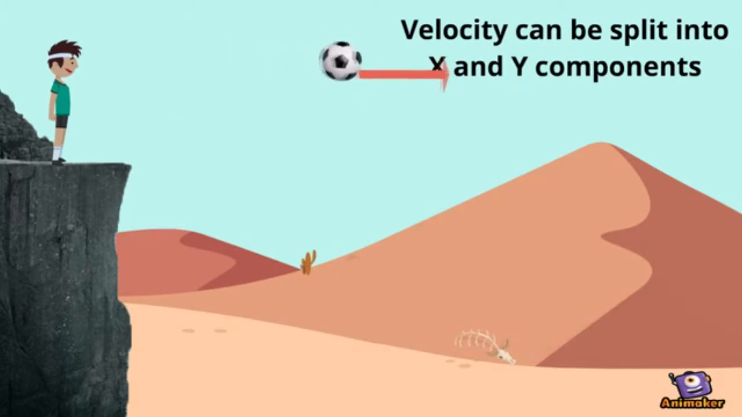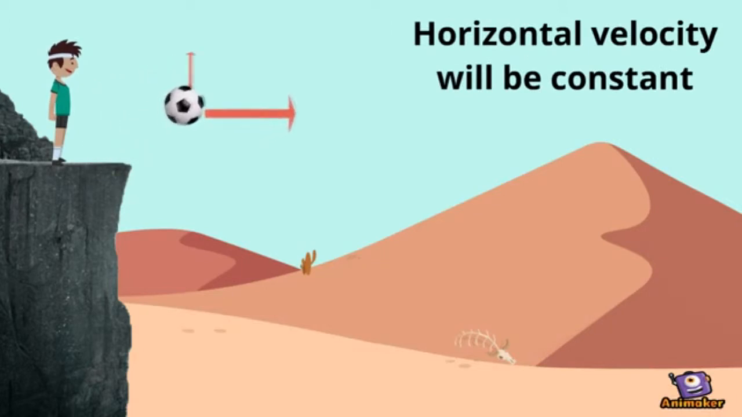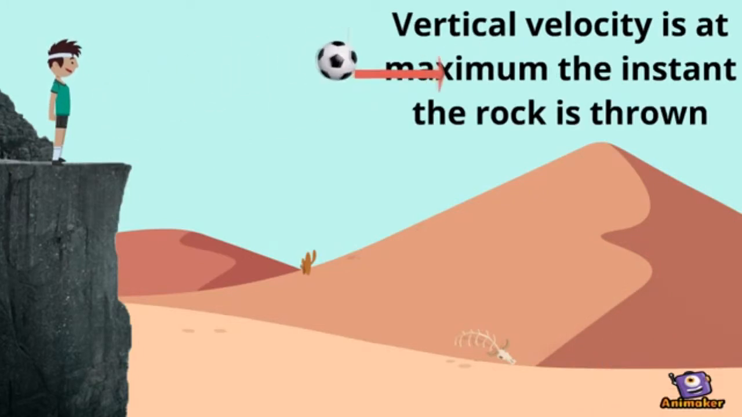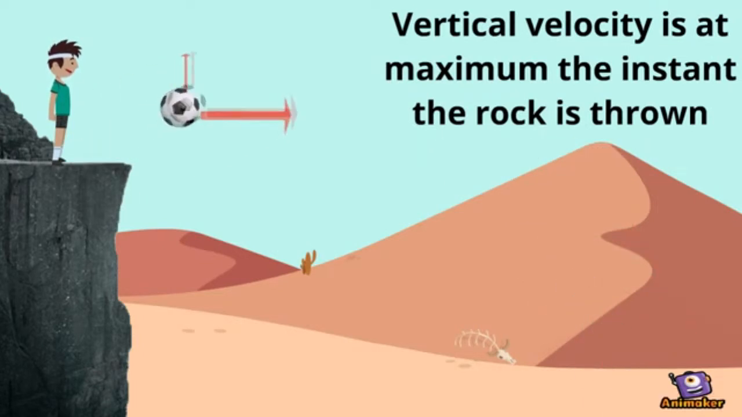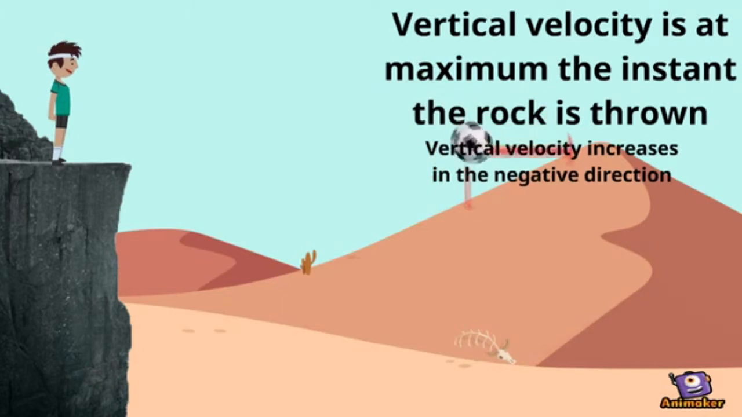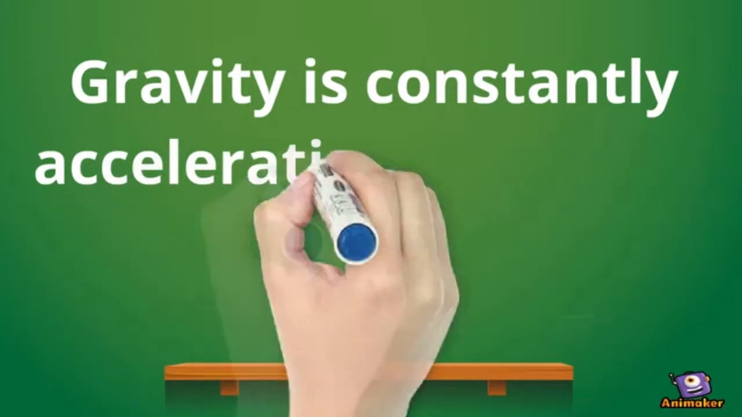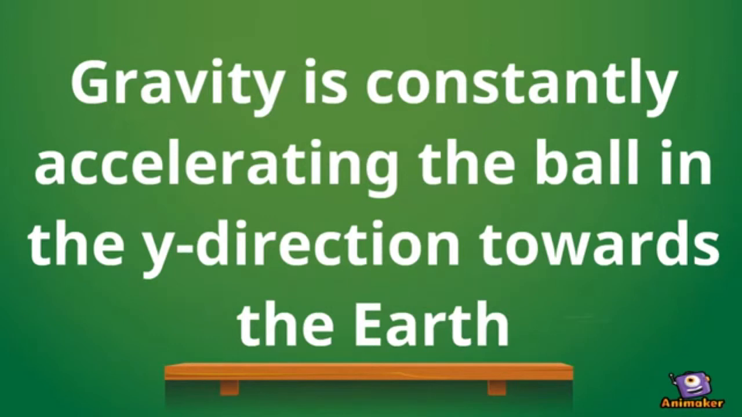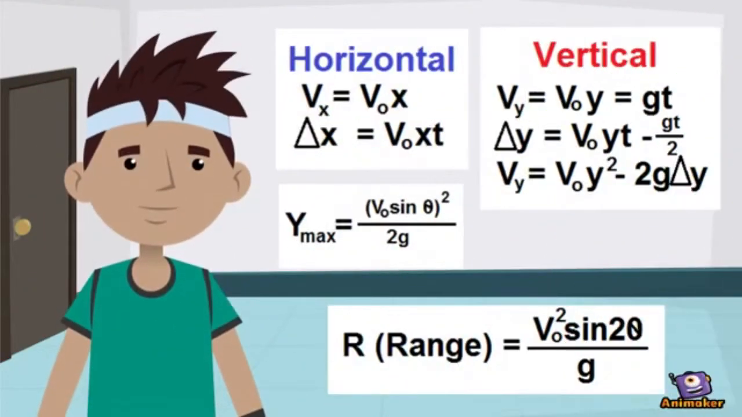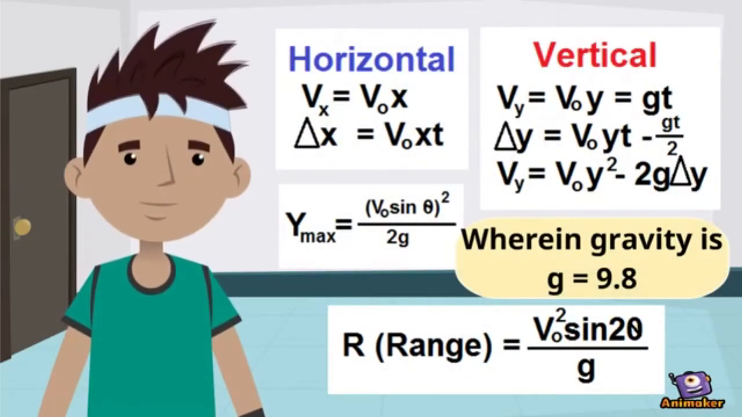And the velocity at any moment can also be split into components. The horizontal velocity will be the same at every moment in this trajectory as long as we disregard wind resistance. But the vertical velocity will be the greatest at the moment the ball is kicked, then decrease until it reaches zero at the zenith, and then become increasingly negative until it hits the ground. This is because there is a constant acceleration in the negative direction due to gravity. These are the important equations of projectile motion needed to answer these questions.